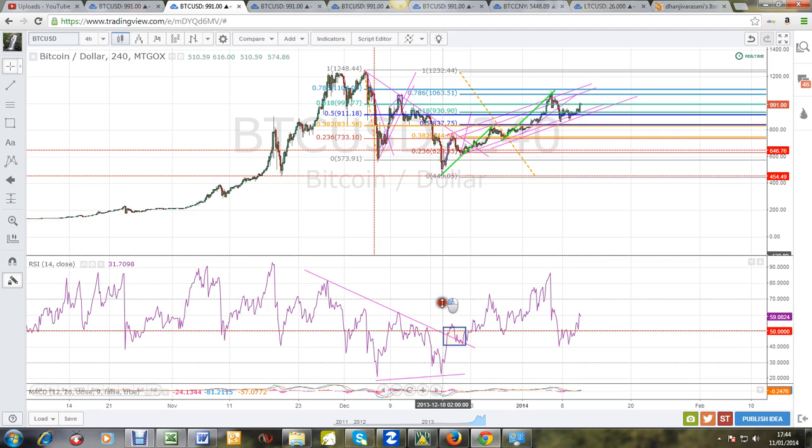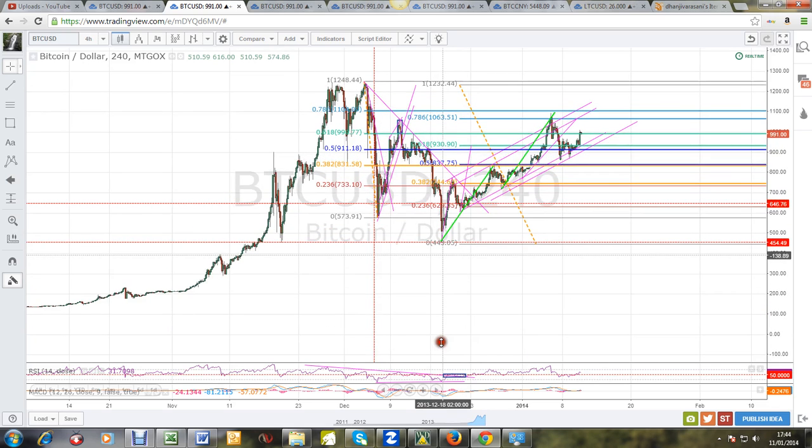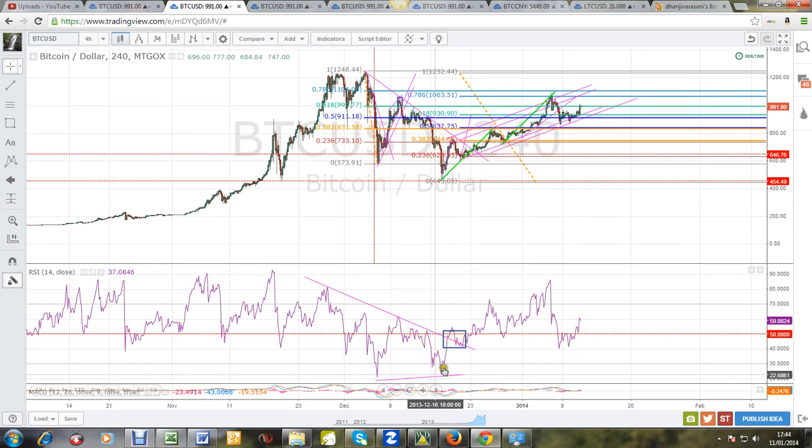Okay, now on the price, you see that was only at this region here, so price then came down to retrace. So the RSI, as you can see, came and just tried to breach above the 50, retrace, but on this occasion the low on the RSI is 40 plus.